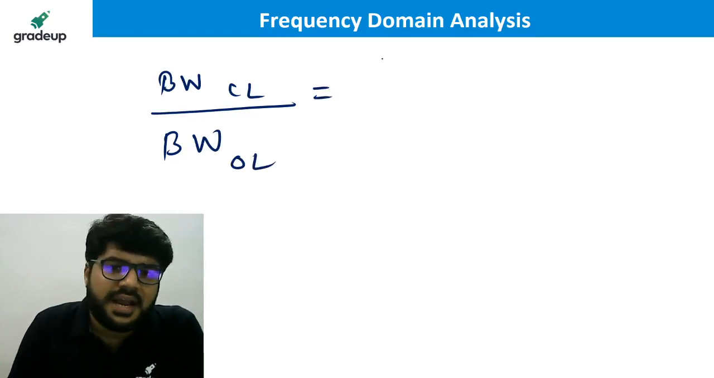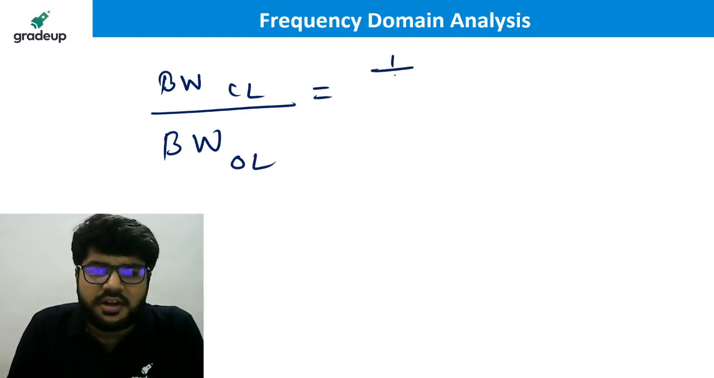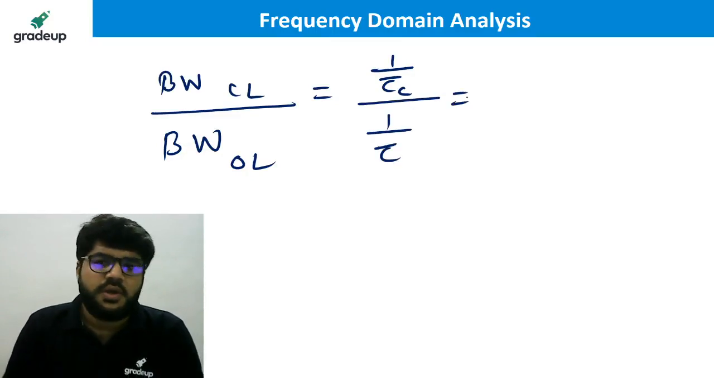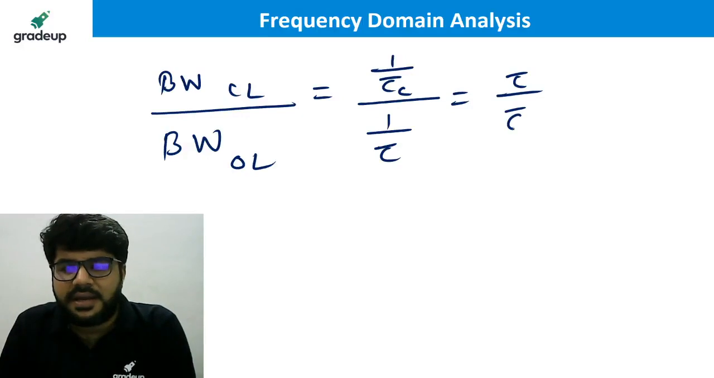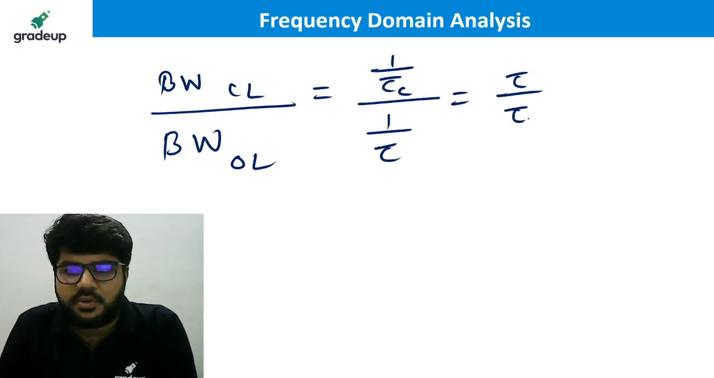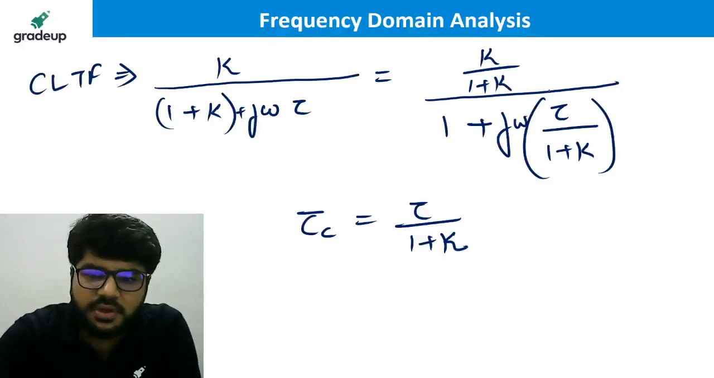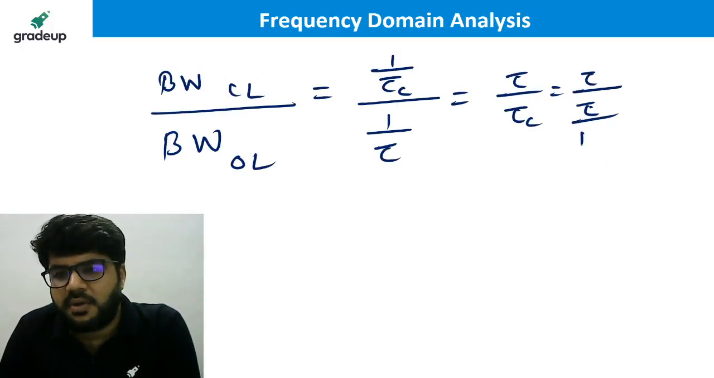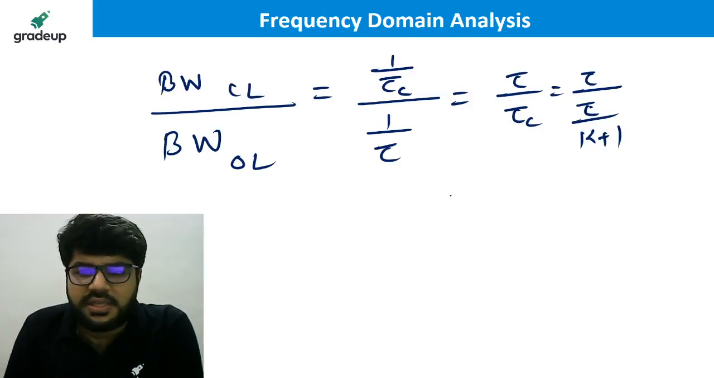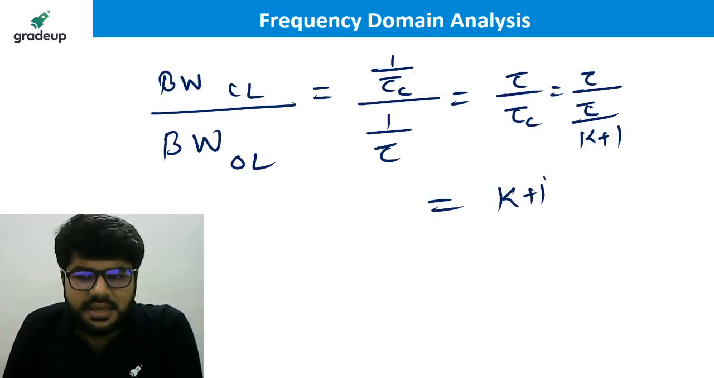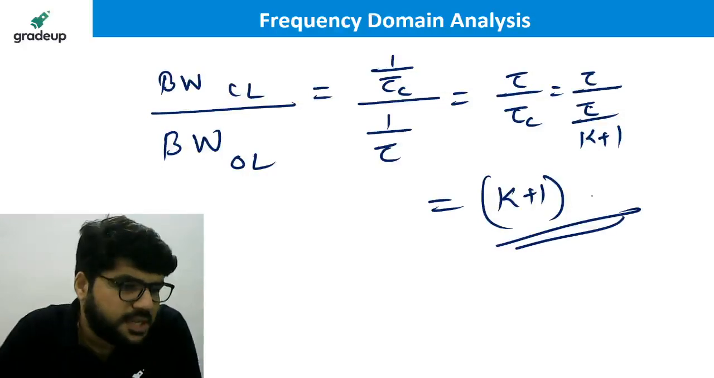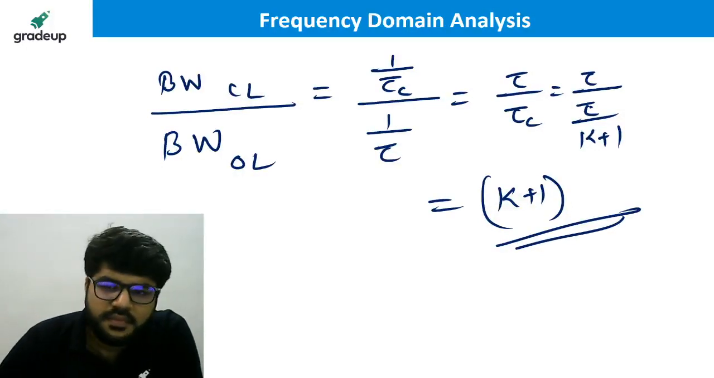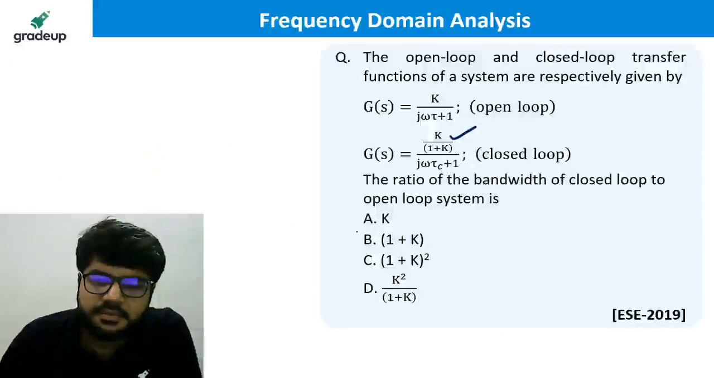What is the bandwidth formula, guys? The bandwidth formula for first order is 1 upon tau. So 1 upon tau c divided by 1 upon tau, that is equal to tau divided by tau c. Put down the value of tau c. It is tau divided by tau upon K plus 1. So the answer is K plus 1. Yes Anup, correct, K plus 1. That is option number B.